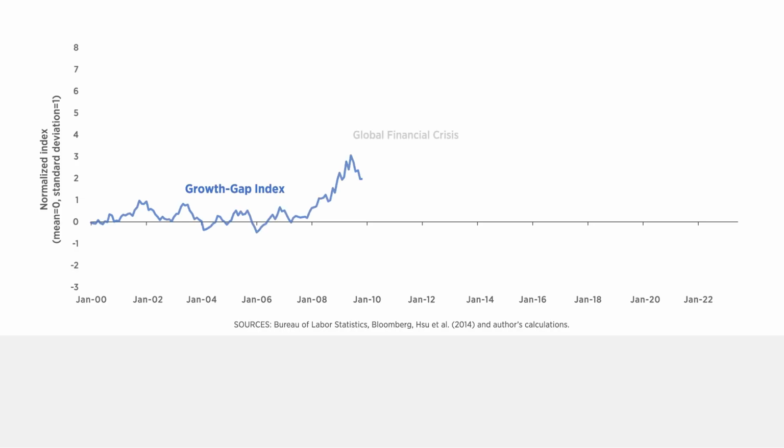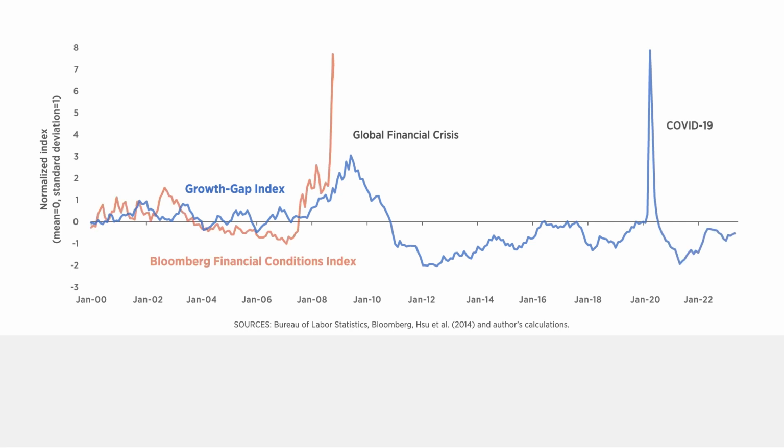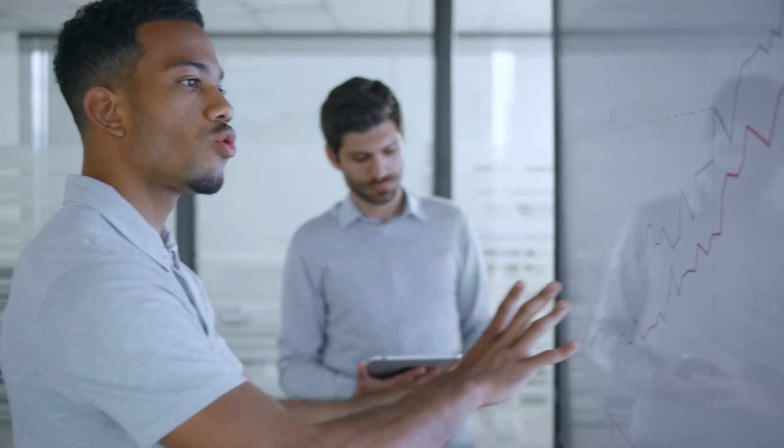The first exercise we did after we created our index was to plot it together with standard indexes of financial conditions, for instance, the Bloomberg Financial Conditions Index. What we find is that although it doesn't use any financial variable, it can move quite closely with the standard financial conditions indexes. So one thing that this says is that the standard financial conditions indexes are capturing to some extent how firms are accessing credit.